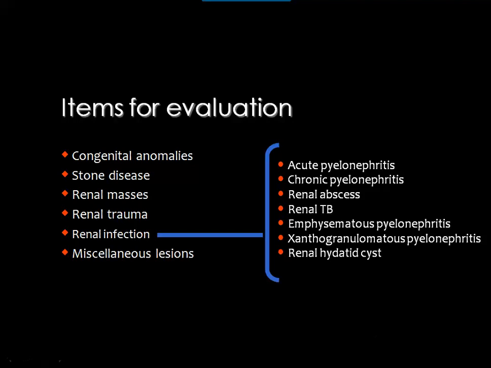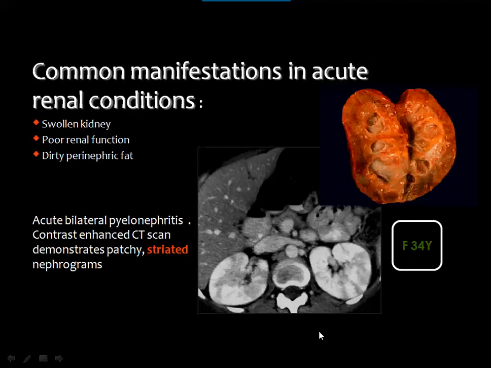Then we came to the renal infection, and I would like to say something about acute pyelonephritis, chronic pyelonephritis, renal abscesses, and perirenal abscesses, renal TB, emphysematous pyelonephritis, xanthogranulomatous pyelonephritis, and finally renal hydatid disease. Acute renal conditions like acute pyelonephritis, acute glomerulonephritis, and renal vein thrombosis will manifest by fixed appearances, including a swollen kidney with relatively poor renal function, and the dirty appearance of the perinephric fat.